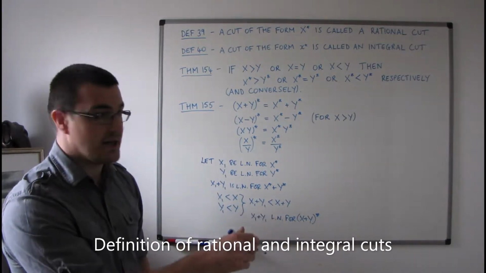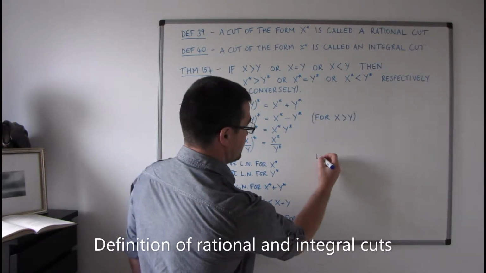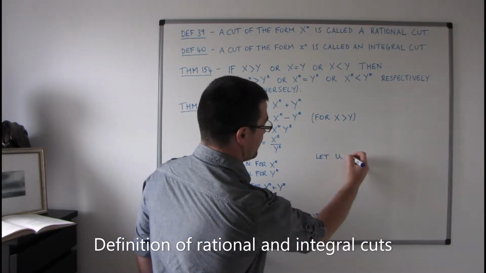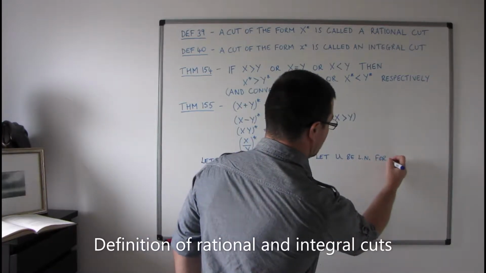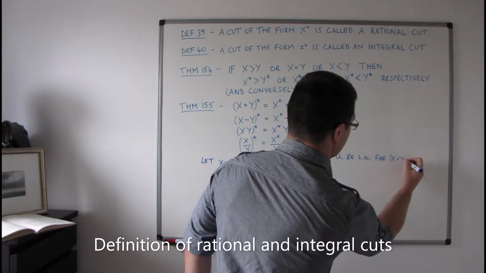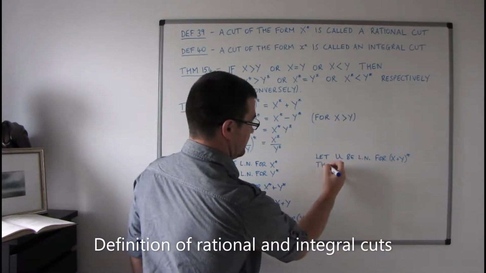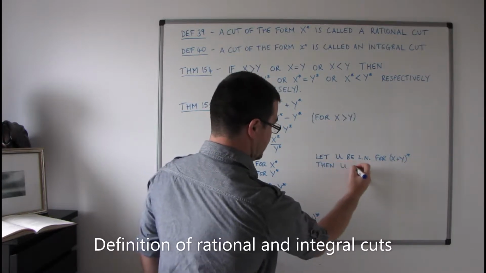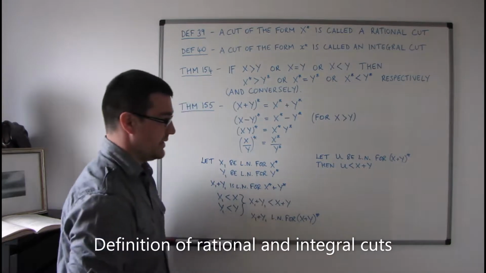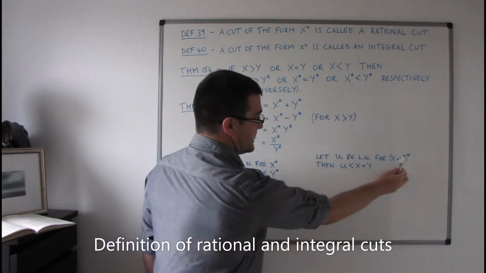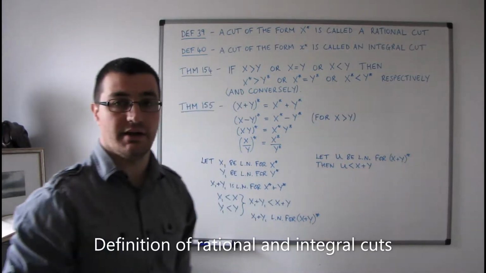Now we need to go in the other direction. So let u be a lower number for x plus y star, then naturally u has to be less than x plus y. Again, just to reiterate, x plus y star is the set of all rational numbers less than x plus y.